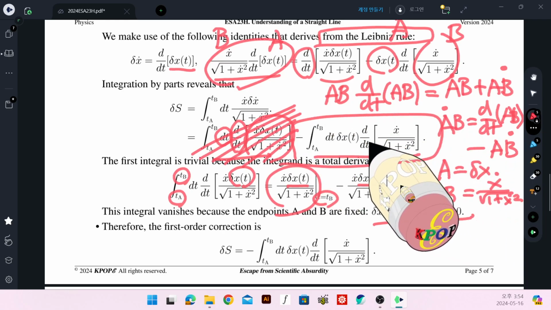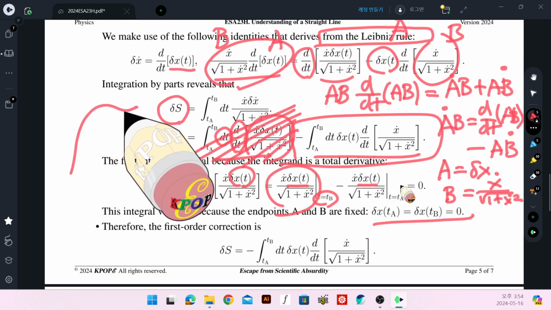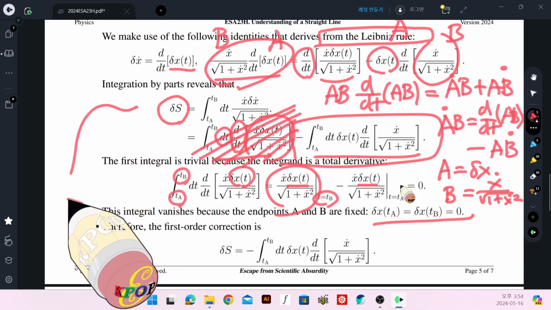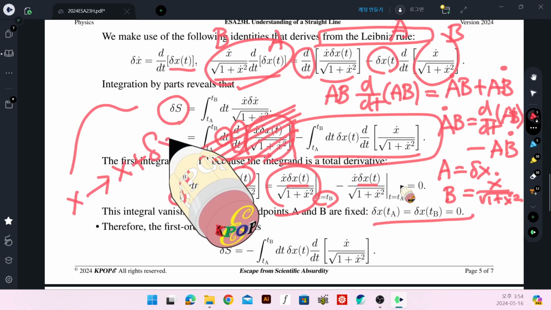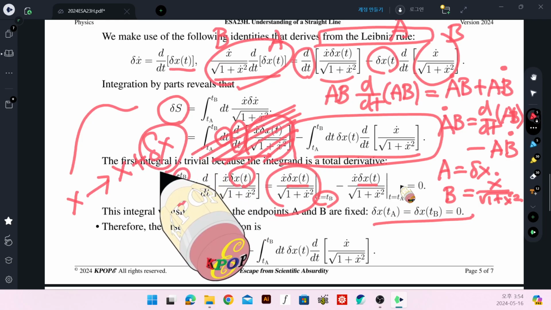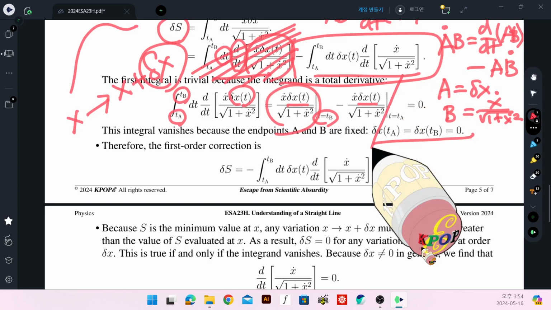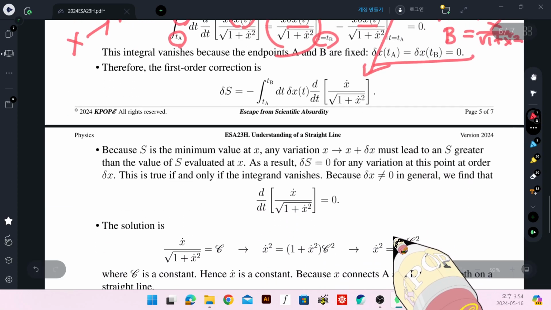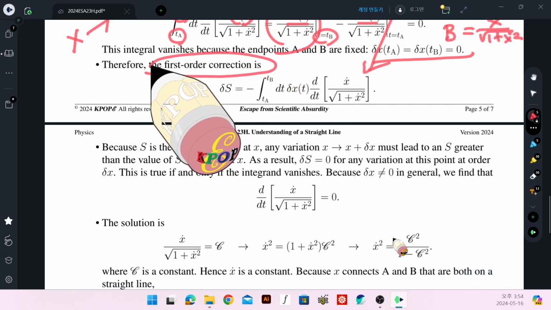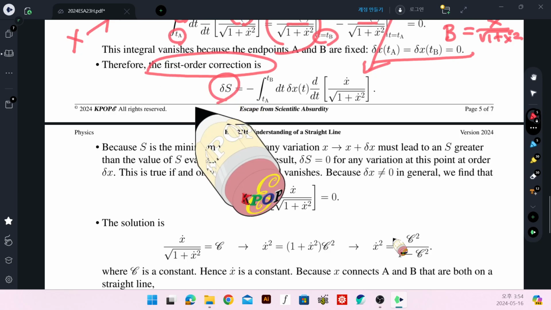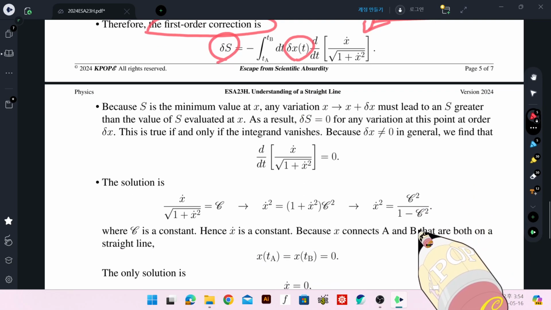What we have computed is the change in the length of the curve once we change the path by a small amount, delta x, as a function of time. As a result, this one is copied here. Now, we can say the first order correction to the length of the curve after varying the path from x is this.